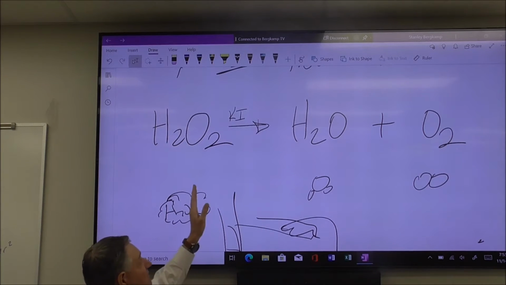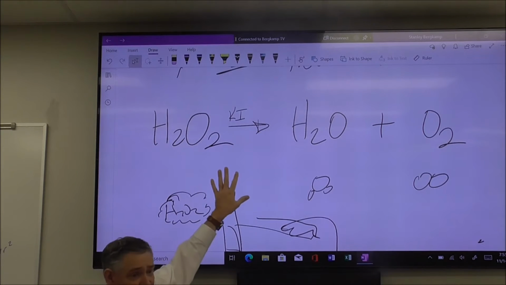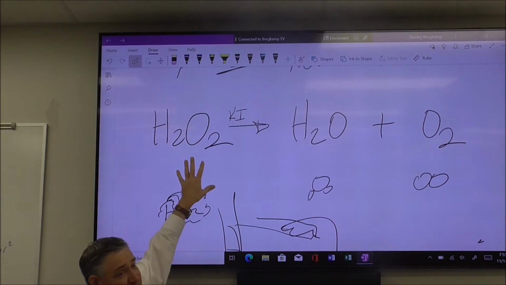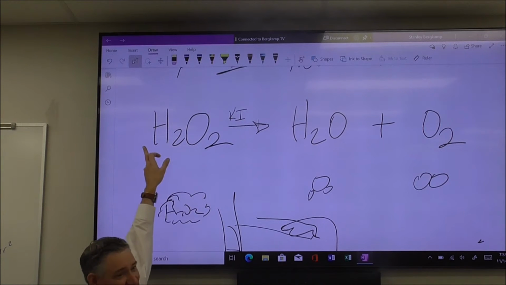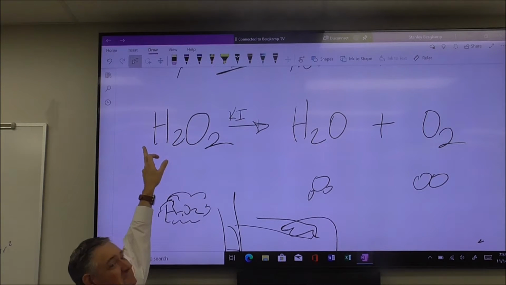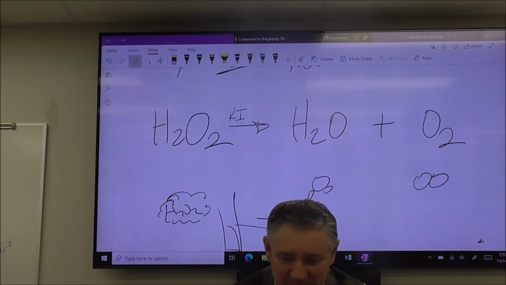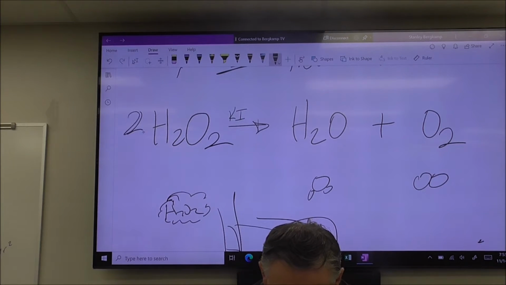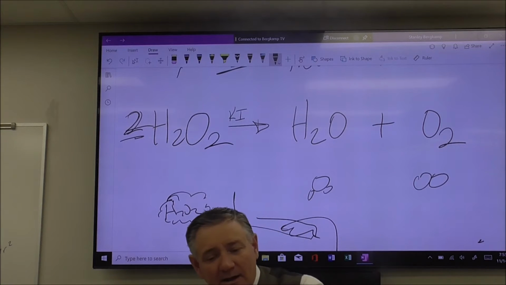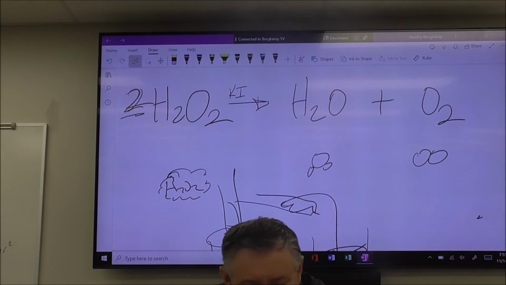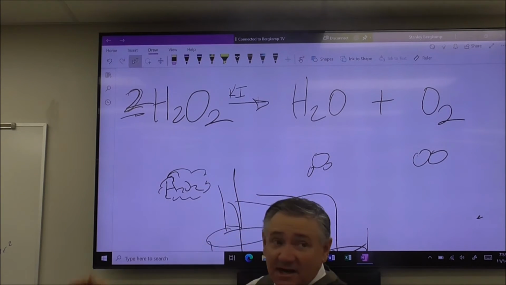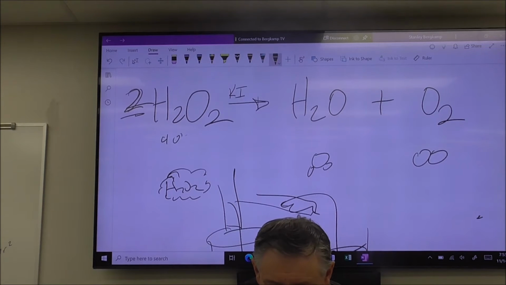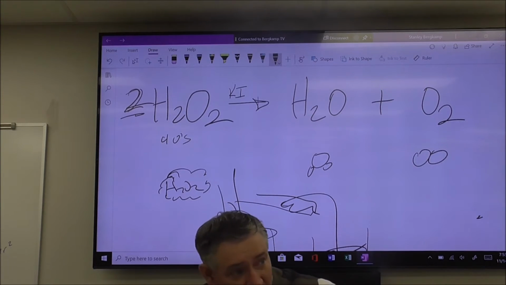Okay, so I don't have enough oxygens over here, so what can I do? Luke, what can I do? What if I put a 2 in front of here? So I'll put a coefficient of 2 in front of here, right? Now, at this point, how many oxygens do I have on this side? On the reactant side, I've got 4 oxygens, right? Okay? But now I also have 4.